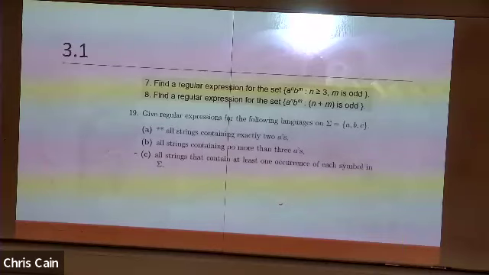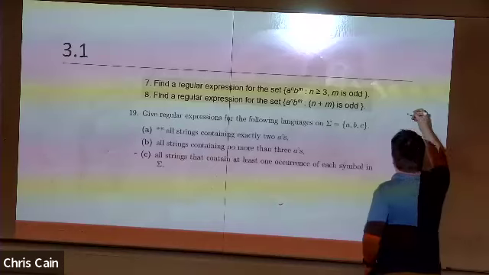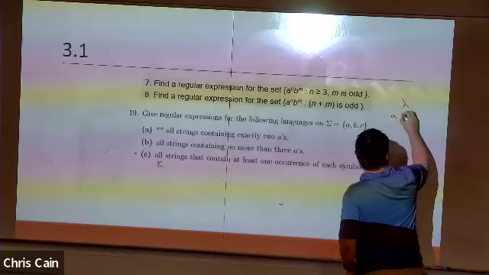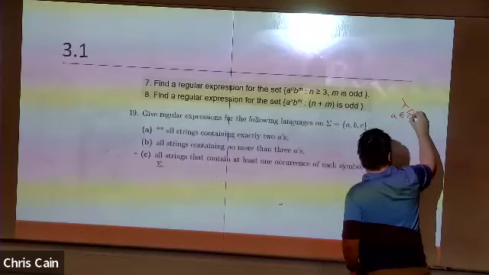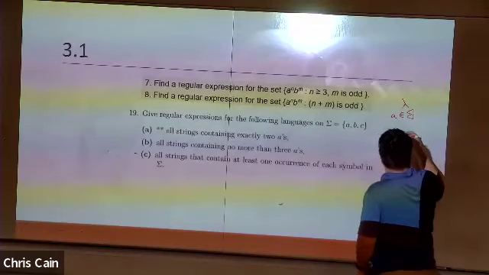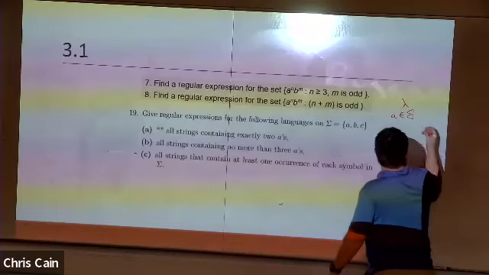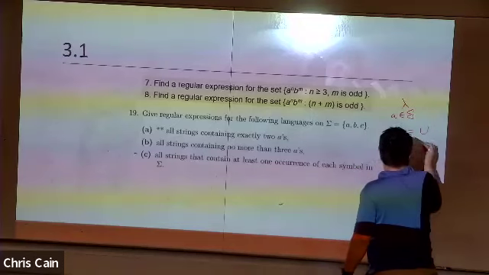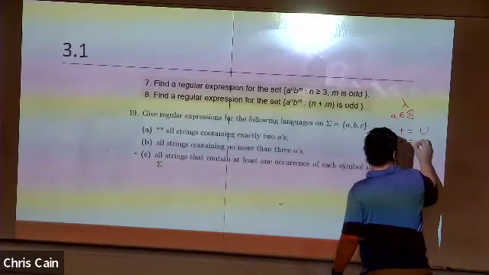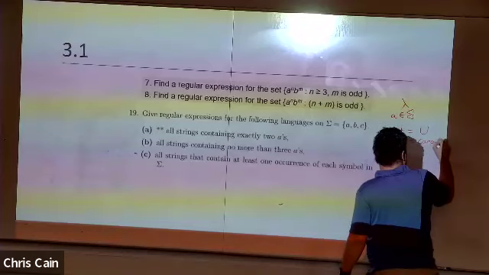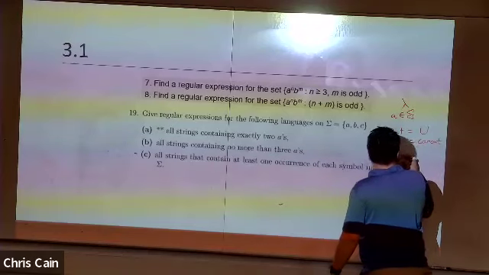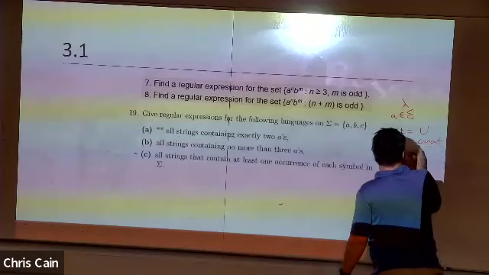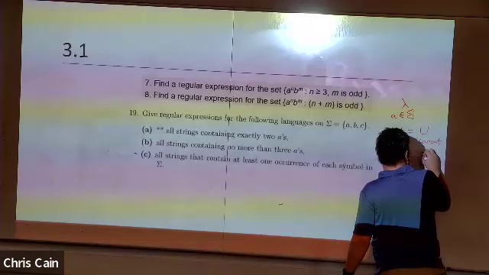So, things we know: we can use lambda to represent nothing. We can use any character in the alphabet. We can use our operators. Plus stands for union. Dot is for concatenation, or you can just leave them next to each other, and a superscript star is for star closure.